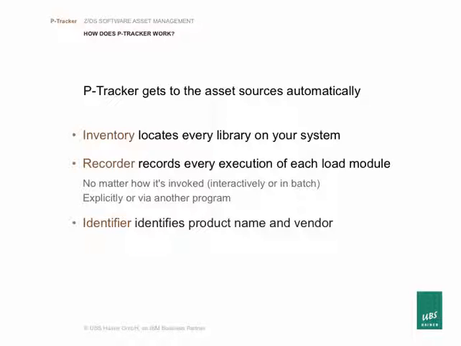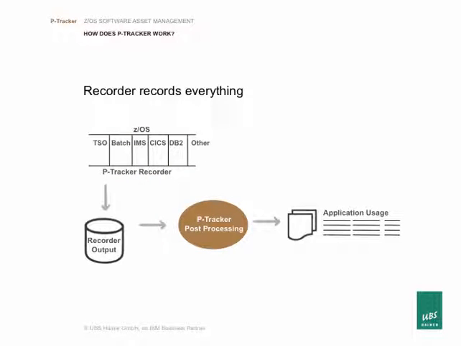The recorder can be regarded as a type of monitor system. It records each program invocation, no matter what it is: utility, application, middleware. It is designed to run continuously on each system without causing additional load. Overhead is not measurable. The identifier component executes together with the inventory component and identifies product name, product number, and vendor wherever applicable. A few words on the recorder.